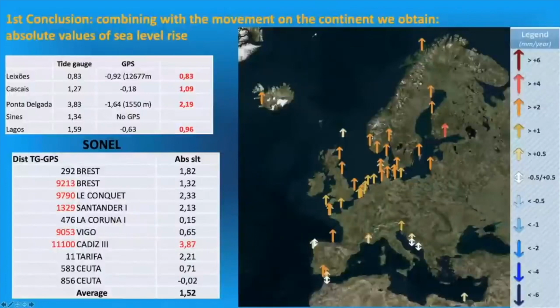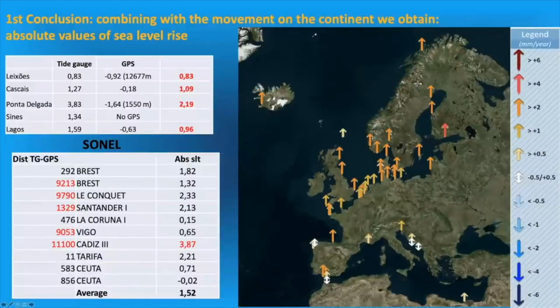Here I have the accounts I made for Portugal. They are not available on these maps. And here the other numbers of absolute sea level. So we must distinguish very well between relative sea level and absolute sea level. And of course, here you have Cadiz, which is the biggest here.